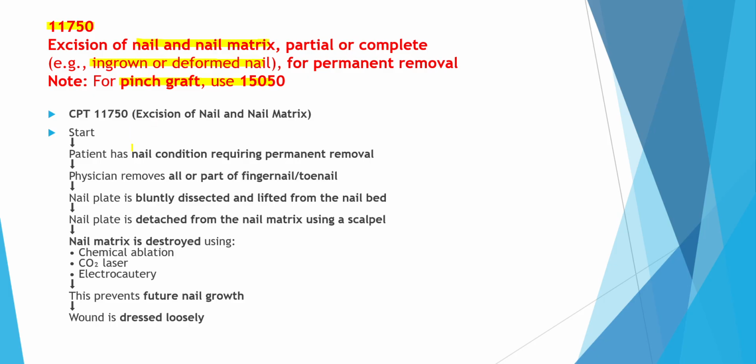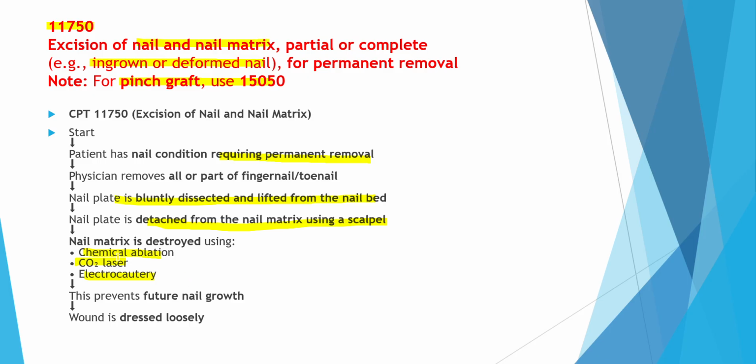What is the physician doing? The physician treats a nail condition which requires permanent removal. So what will he do? He will remove the nail and the nail matrix permanently. How is he removing it permanently? He dissects the nail plate from the nail bed, and the nail plate is detached from the nail matrix using a scalpel. He removes the nail plate with the help of the scalpel and detaches it from the nail matrix. So how does he destroy the nail matrix? With the help of chemical ablation, carbon dioxide laser, or electrocautery. Okay.